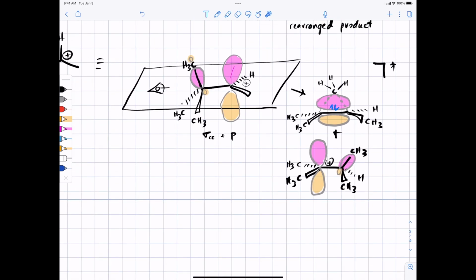Now, give some thought to this over the weekend. What kind of carbocation is this? And can you see why this thing might happen? What's the driving force for it? All right, I will stay tuned for an email, and I will see you Monday.